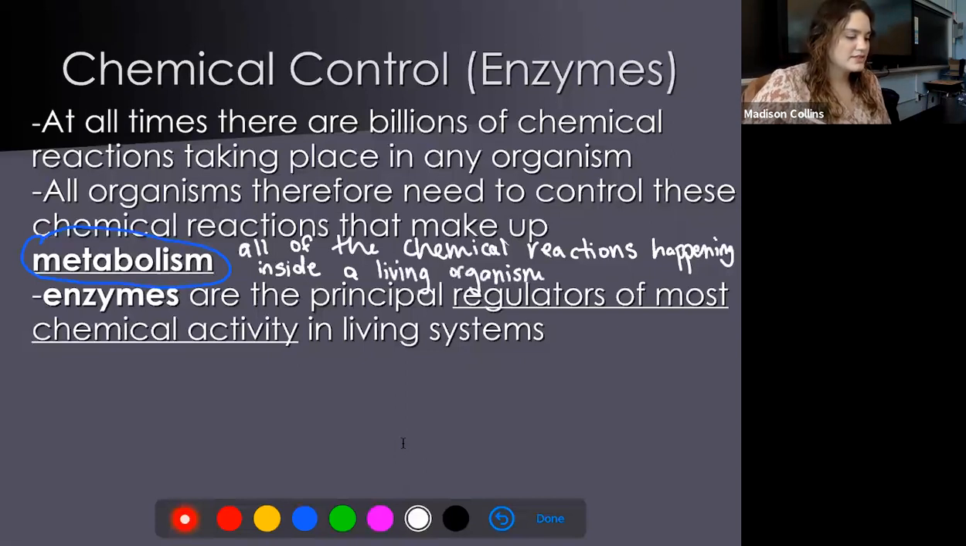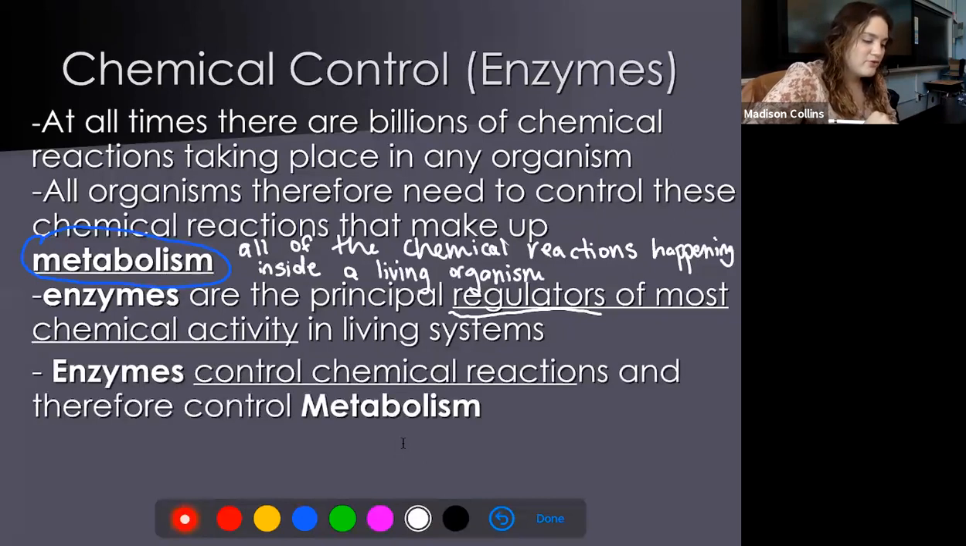Right? Enzymes are the principal regulators of most chemical activity. When we talk about regulators, we're talking about they have a certain control over those chemical reactions. So they control how fast or how slow those chemical reactions happen. And therefore, enzymes control chemical reactions, and so they control metabolism. So if you have a slow metabolism, blame your enzymes. Like me, those enzymes are not going as fast as they should be. So enzymes control chemical reactions and control your metabolism. And once again, metabolism just means all of the chemical reactions that are currently happening inside your body.